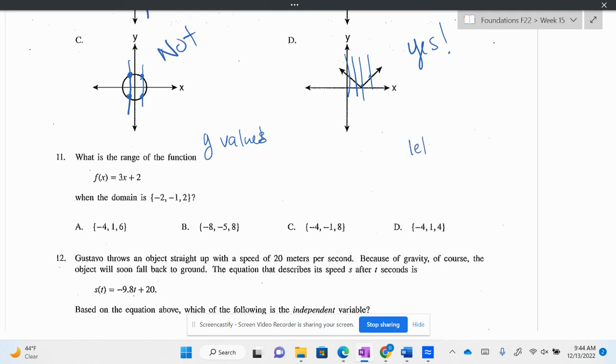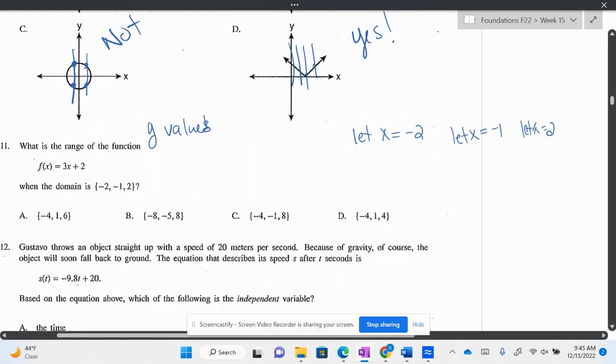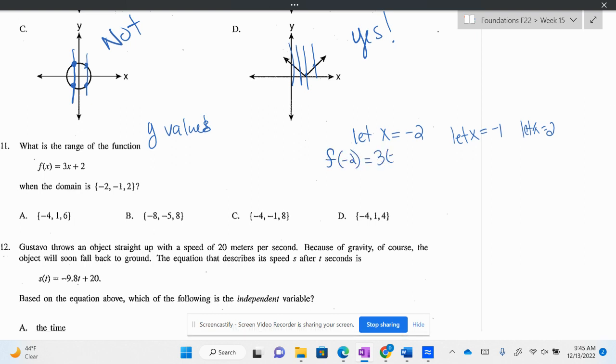So this says let x equal -2 and find y. You're going to let x equal -2, let x equal -1, and let x equal 2. Okay, so let's see. If I evaluate f of -2, that equals 3 times -2 plus 2. So f of -2 equals -6 plus 2, or -4.